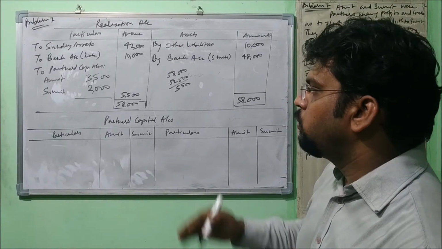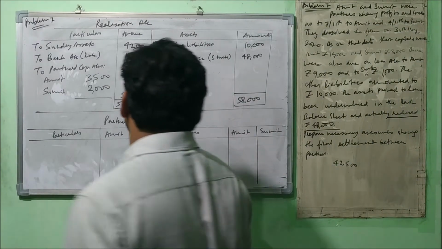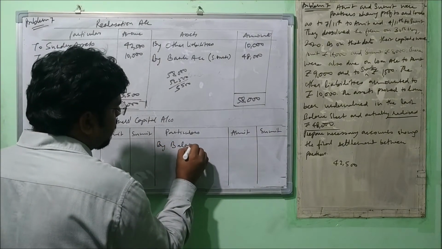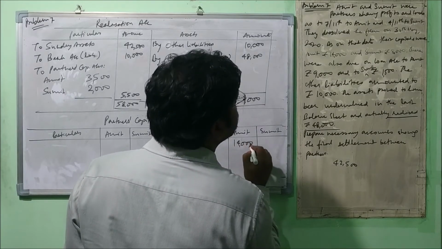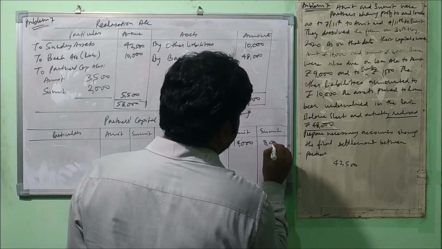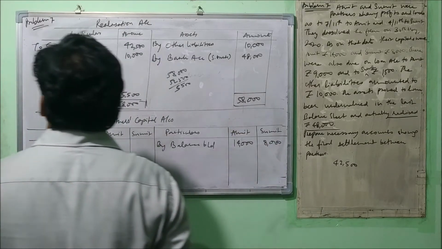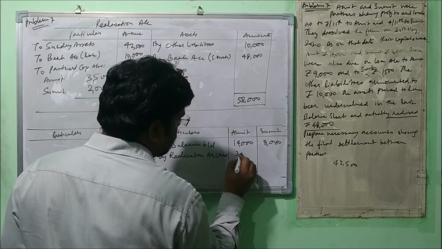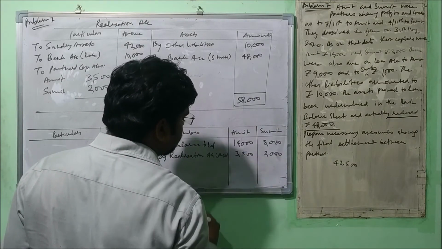Alright, now I have already prepared the partners' capital account. Let's put the values here. Very first, we'll forward the balance. What is the balance given? 14,000 and 8,000. Alright, now any other treatment? Yes, this profit on realization, 3,500 and 2,000.